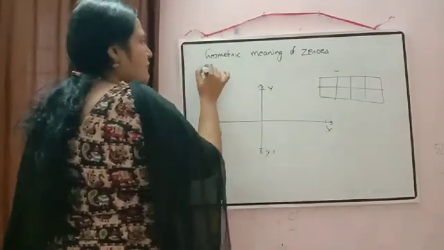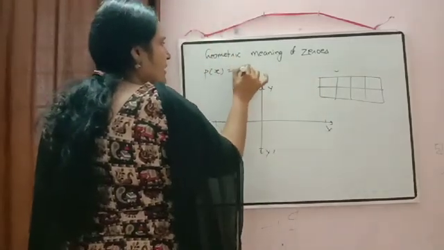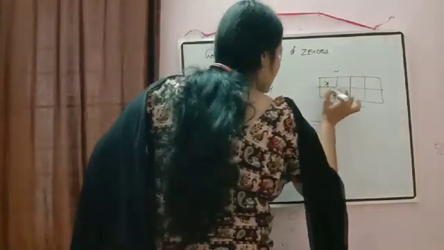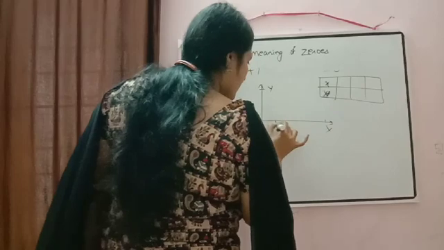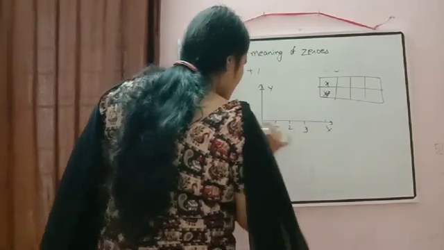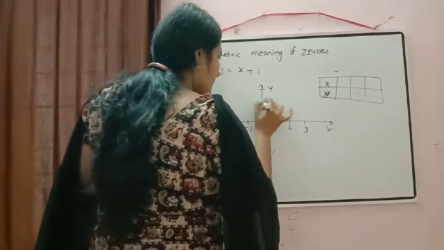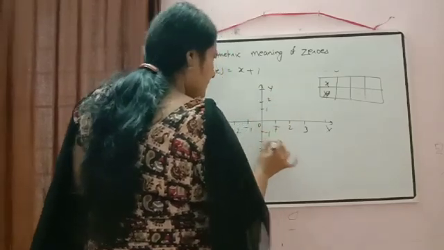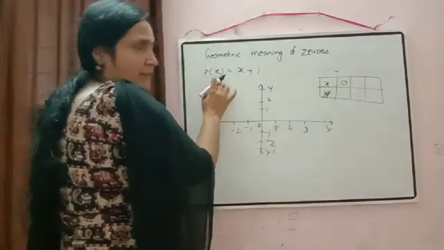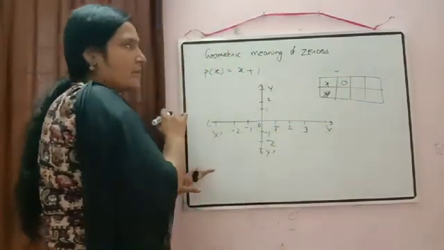Suppose P of x is equal to x plus 1. Just substitute some values there. Put x is equal to 0 and check what will come. Mark 1, 2, minus 1, minus 2 on the axes. Put x is equal to 0, then the value of P of x we will write as the y coordinate there.